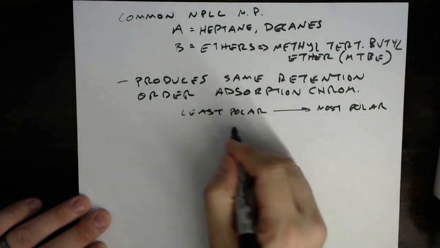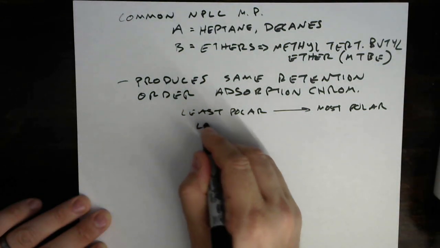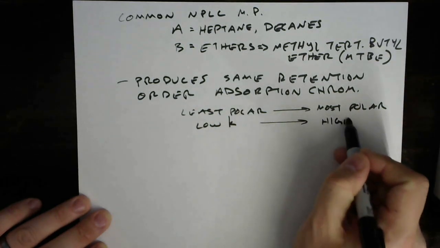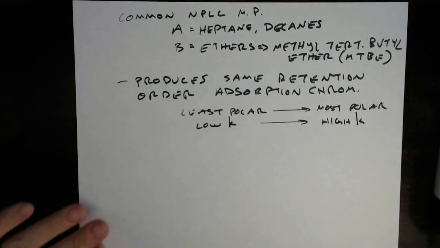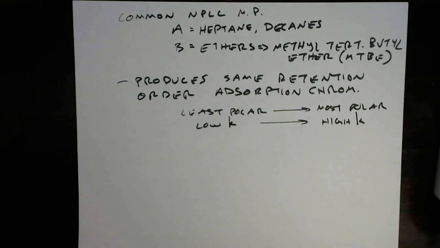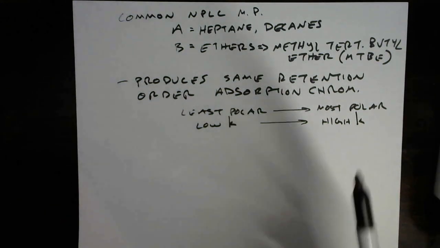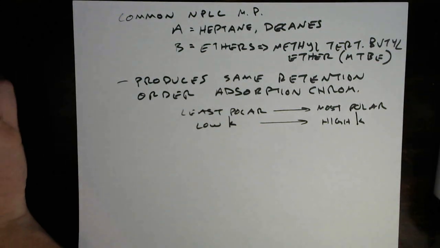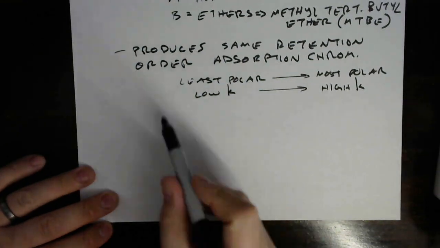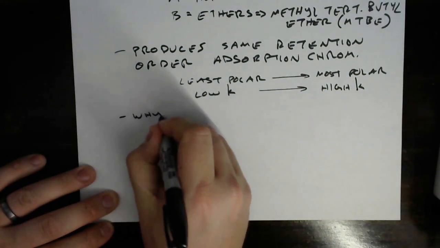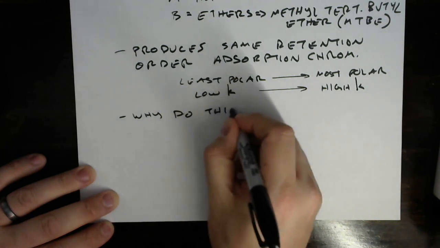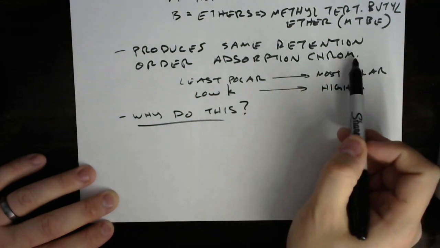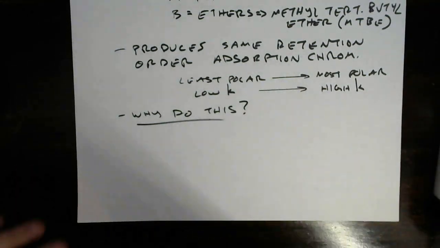In other words, these will have low retention factors, and these will have high lowercase k retention factors. And that's not surprising, right? We have a polar stationary phase, so things that are polar should want to stay on that stationary phase. They should move the slowest. But it does beg an important question, which is why do this at all, right? If we already have adsorption chromatography that can give us this kind of retention order, what are the advantages here?